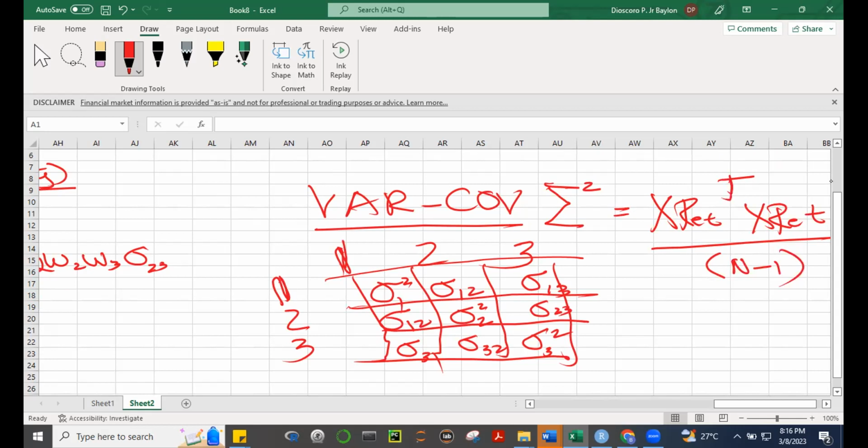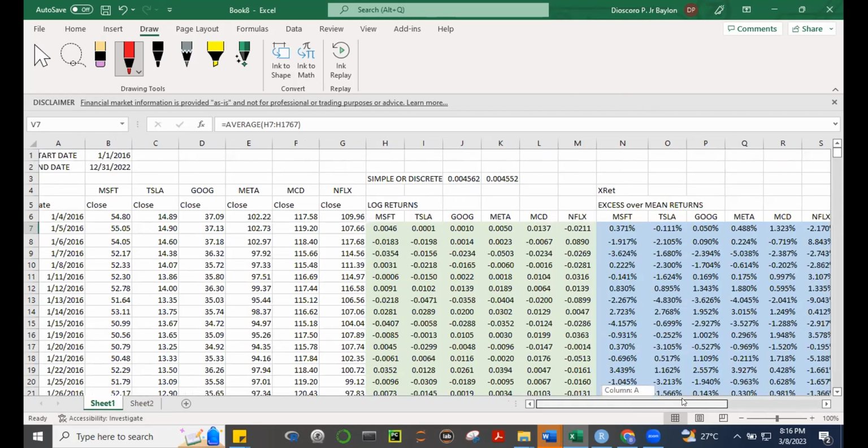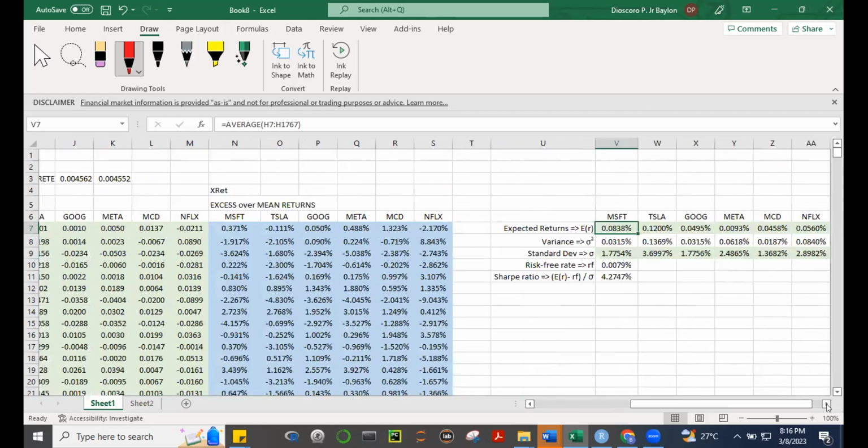Okay, so if we can perform this function, then we will be able to compute our variance covariance, this one. And if we're able to compute our variance covariance, then we can easily compute our portfolios. Okay, so let's do the computation now.